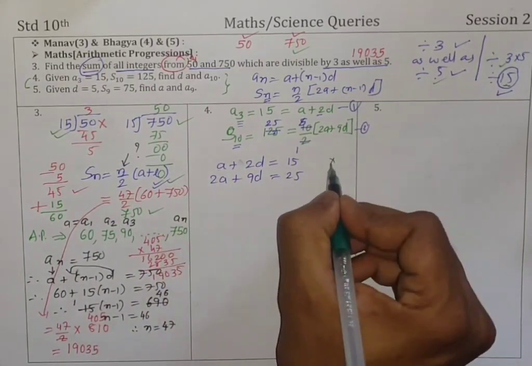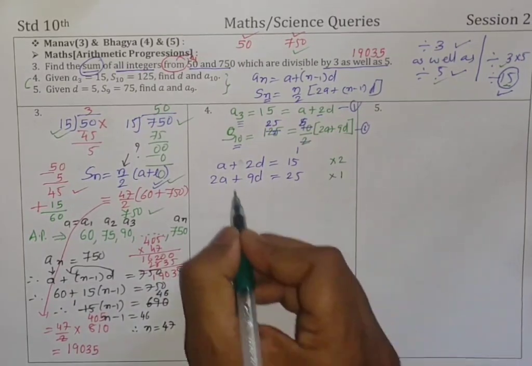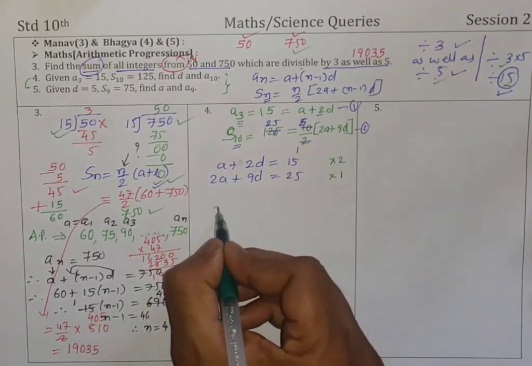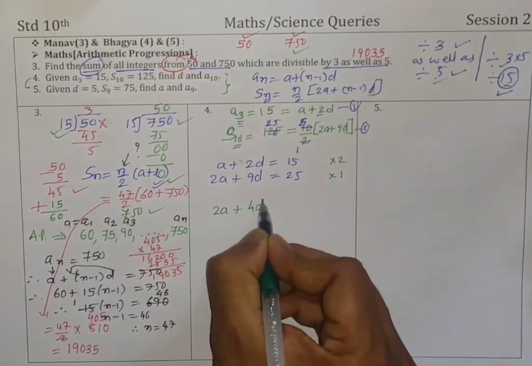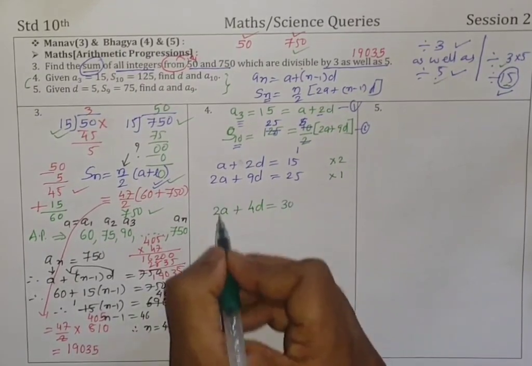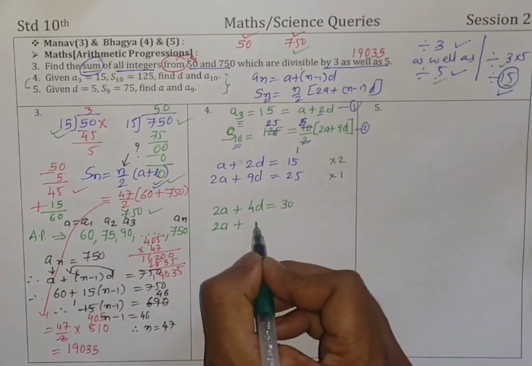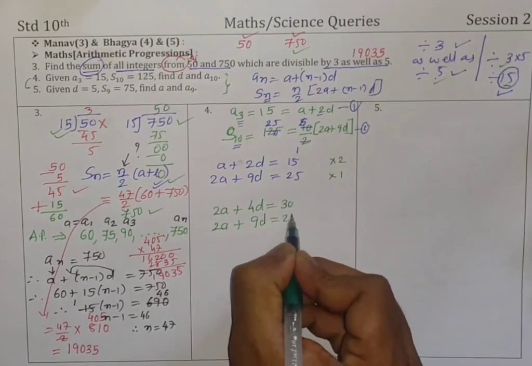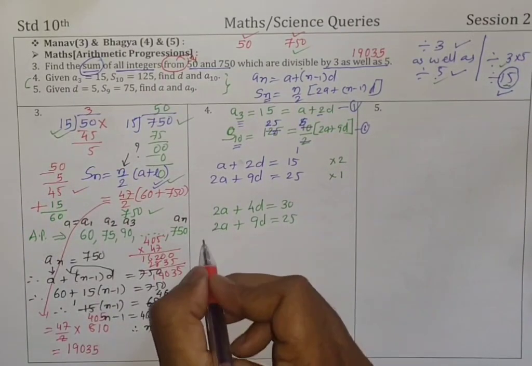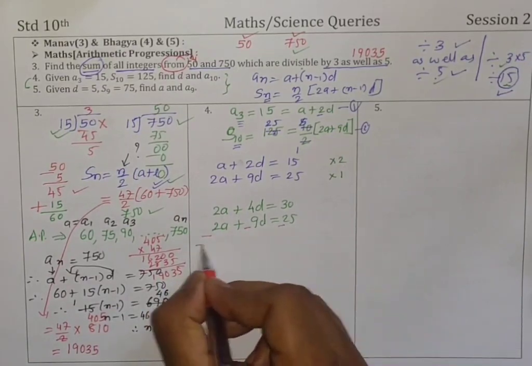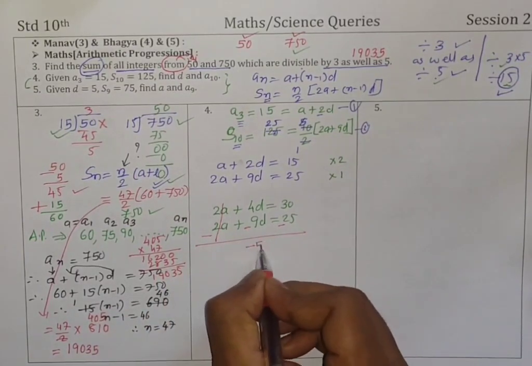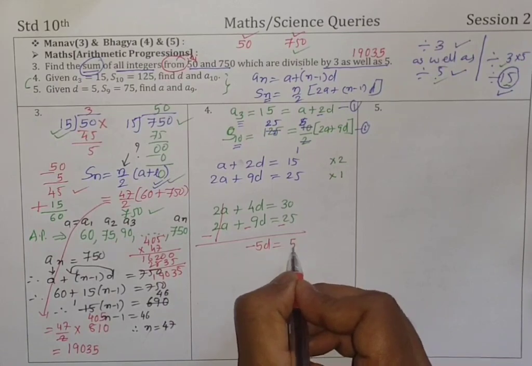Here we have 2A, so multiply this with 2 and this with 1. So multiply this whole equation by 2: 2A plus 4D is equal to 30. And this remains the same. Second one, 2A plus 9D is equal to 25. Now subtract. Minus, minus, minus. So this is gone. Minus 5D is equal to plus 5.